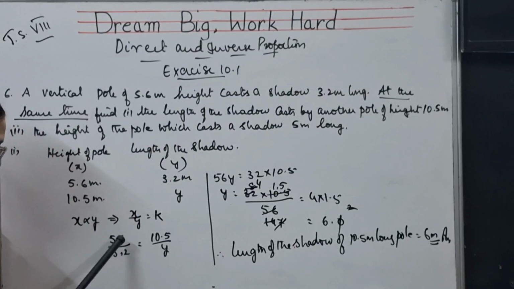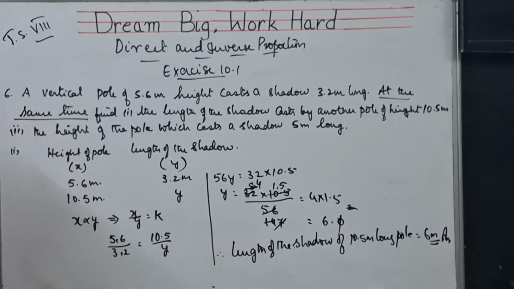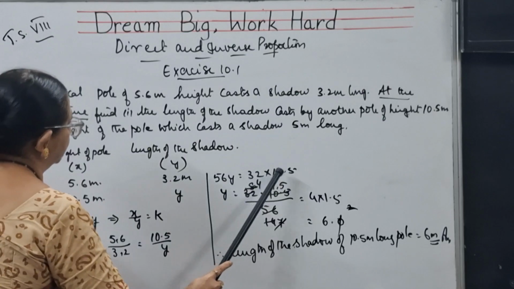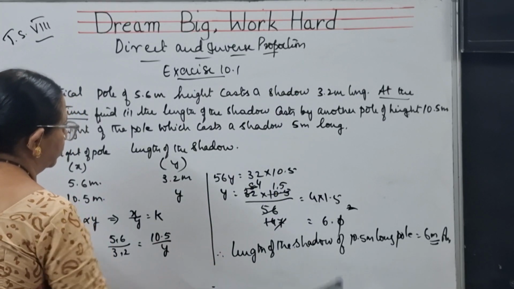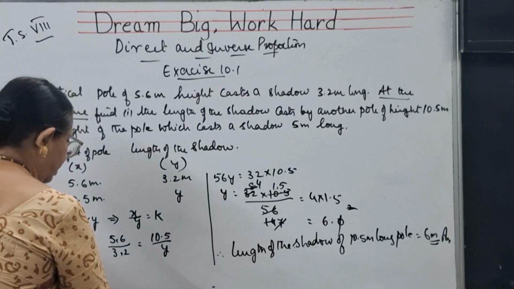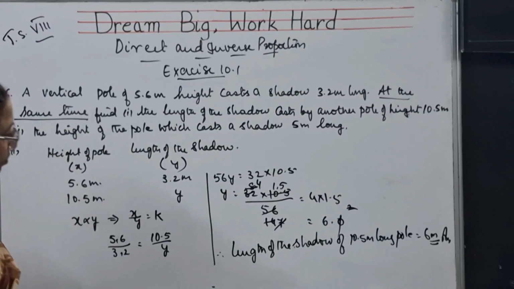This decimal got cancelled because both of them have a decimal before one digit. So I can cancel the decimal. So 56y is equal to 32 into 10.5. So y is equal to 32 into 10.5 by 56. So on calculation, I got 4 into 1.5. That is 6 meters is the length of the shadow. Please note it down, children. First bit I have done.